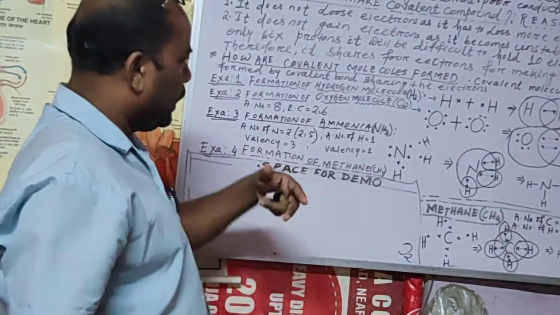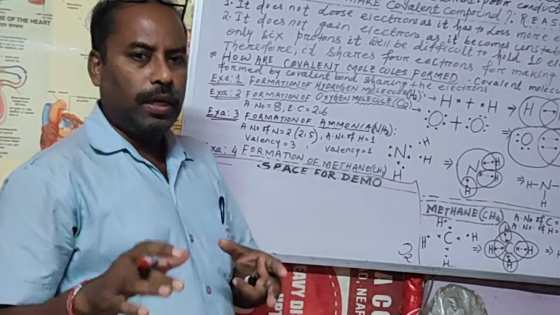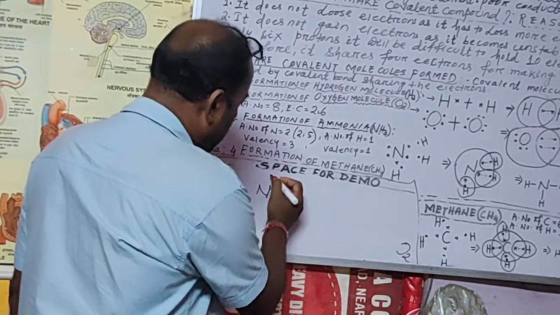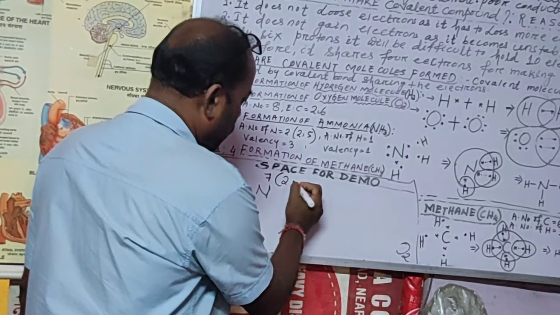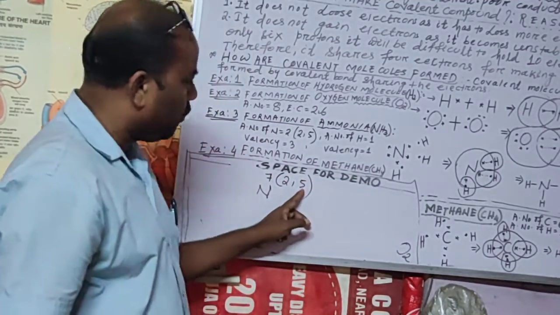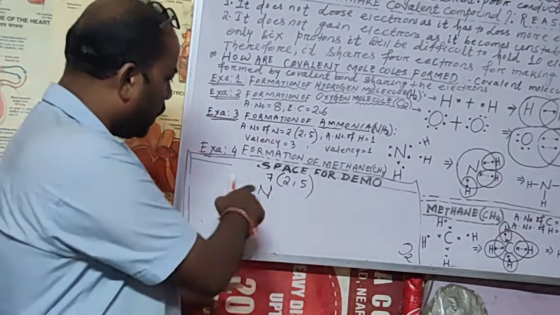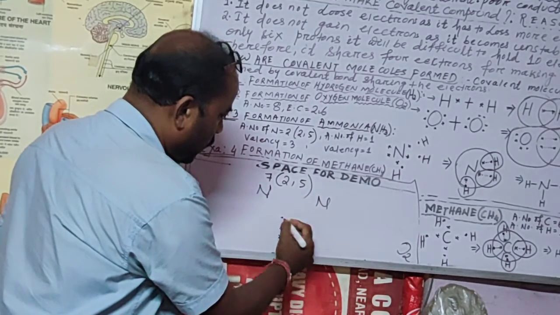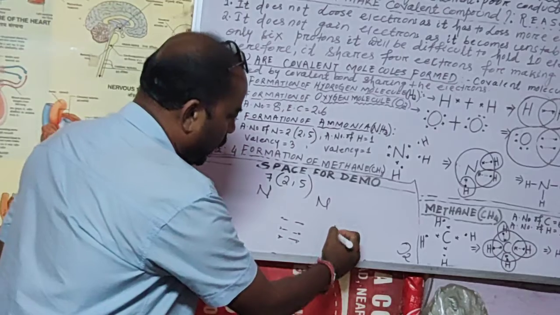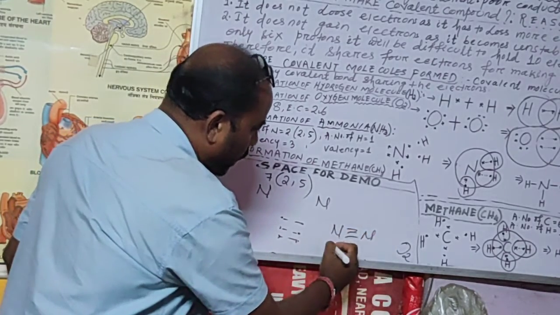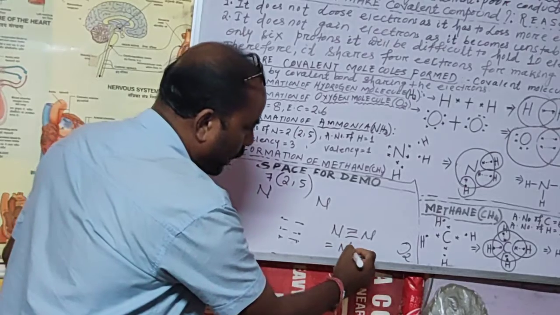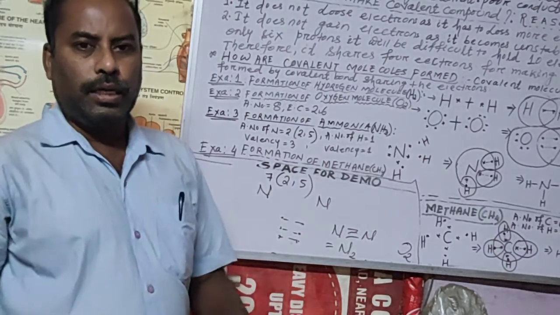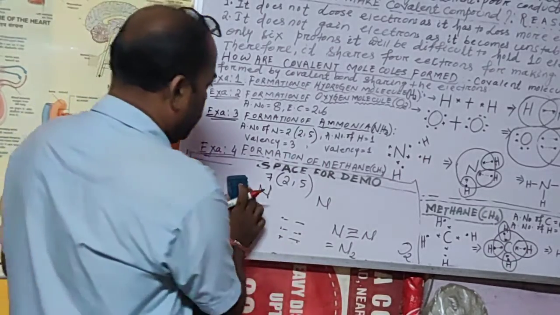Now similarly, nitrogen also, N2, but it is a triple bond because the atomic number of nitrogen is 7. So the electronic configuration is 2, 5. How many electrons are required to make it 8? 3 electrons. So this nitrogen will give 3 electrons and this nitrogen also gives 3 electrons. So 3 covalent bonds are there. So N triple bond N will be formed, and as two nitrogens are there, N2 we have to write. Similarly, H2, O2, N2 all are diatomic molecules. So this is about the diatomic molecules.